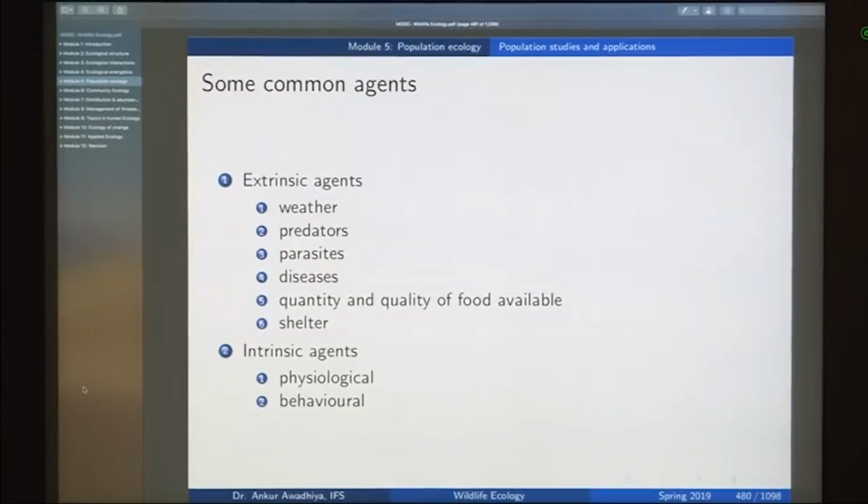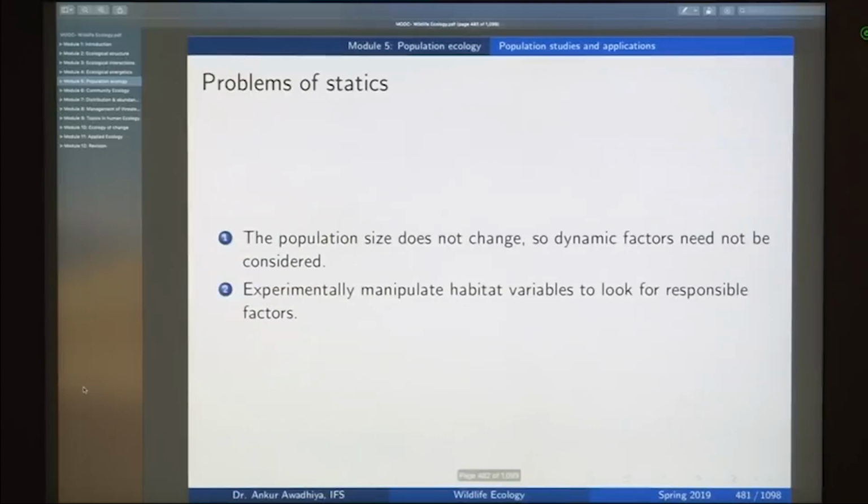Some common agents that can operate are extrinsic agents and intrinsic agents. Extrinsic agents are weather, predators, parasites, diseases, quantity and quality of food that is available, and shelter that is available. And intrinsic agents are physiological changes and behavioral changes. In the case of statics, we say that the population size is not changing, so we do not have to consider the dynamic factors, but we can experimentally manipulate different habitat variables to look for the factors that are responsible for this particular population size.